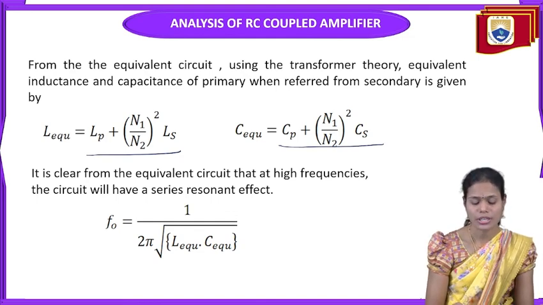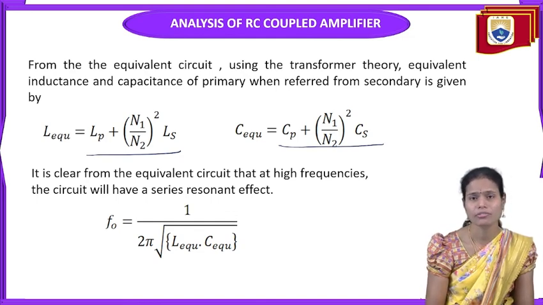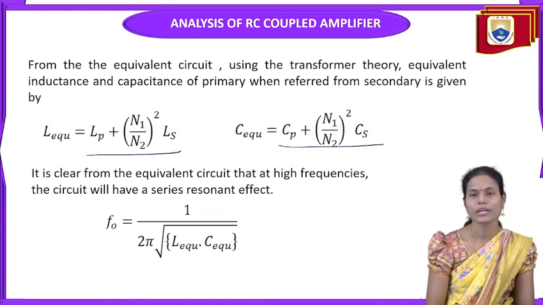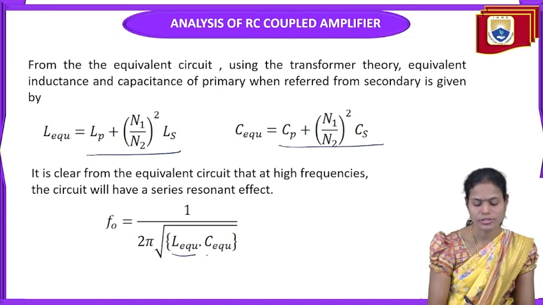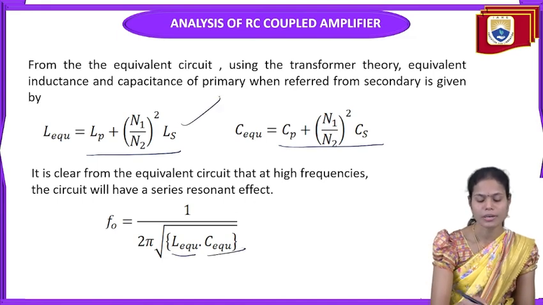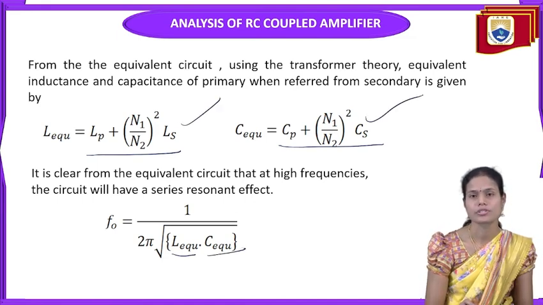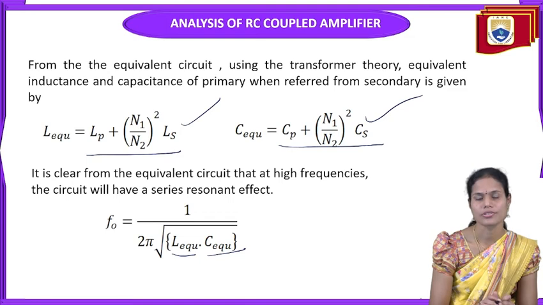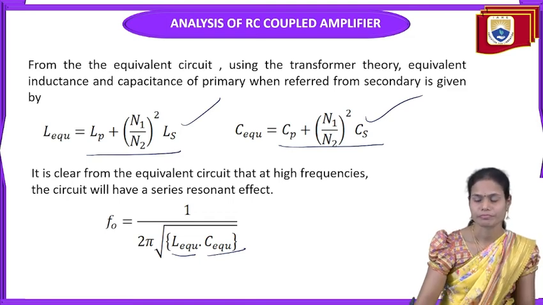From this we can find the higher cutoff frequency F0 or F2, which is equal to 1 by 2 pi under root of L equivalent and C equivalent, where L equivalent is this much and C equivalent is this much. We include these inductances and capacitances because at the high frequency range, their effect will be present in the response.